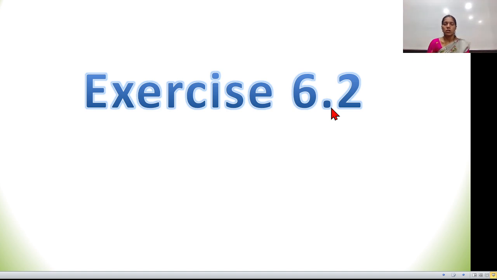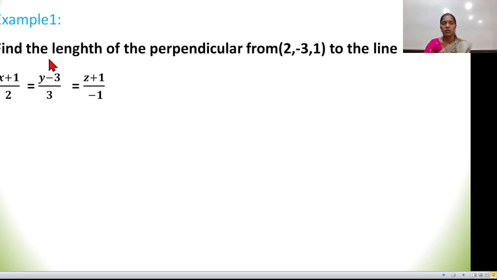Now let's see the examples based on the distance between skew lines, distance between parallel lines, and distance of a point from the line. This is our exercise 6.2. Now let's see the first example.